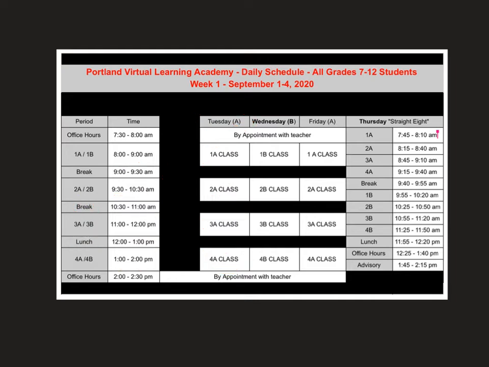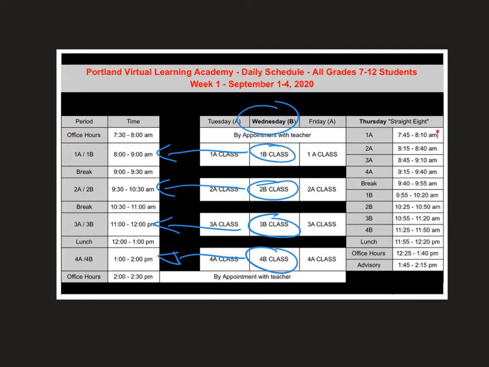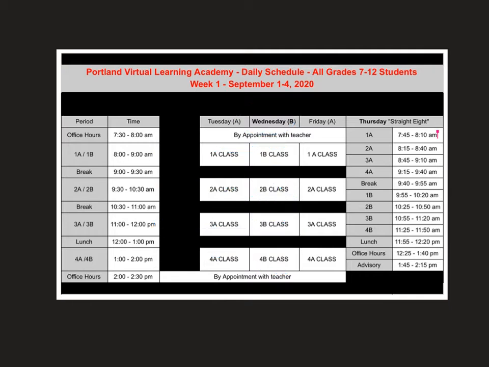So that got us through Tuesday. On Wednesday, what are we going to do? Well, we're going to meet with our B classes. So you have 4 B classes, right? And those B classes are all going to meet at those same times with the same scheduled breaks. Now on Thursday, this is sort of where we're going to deviate from this schedule.